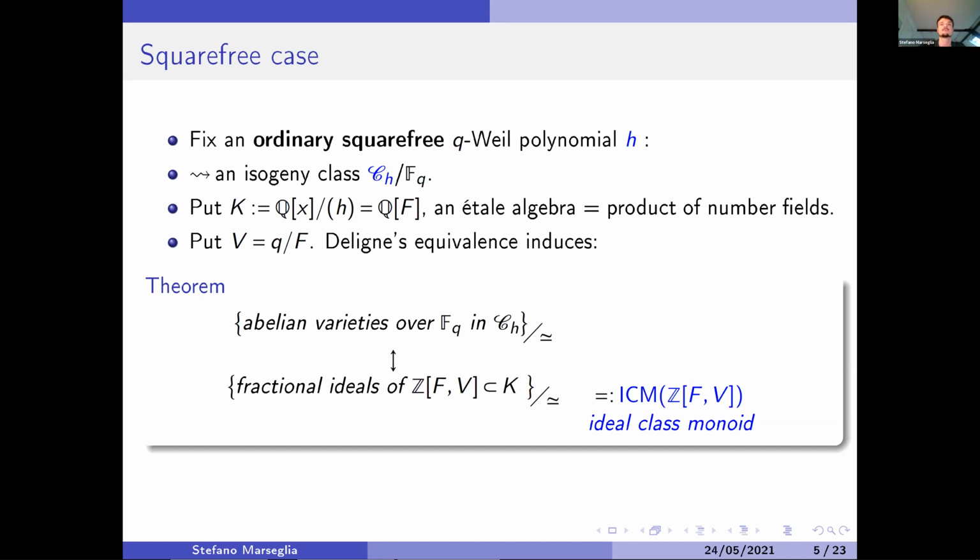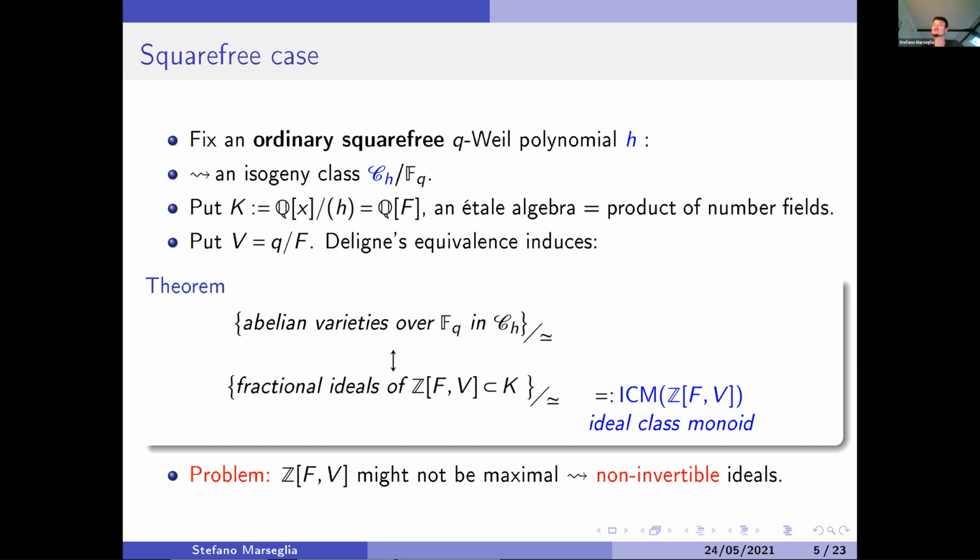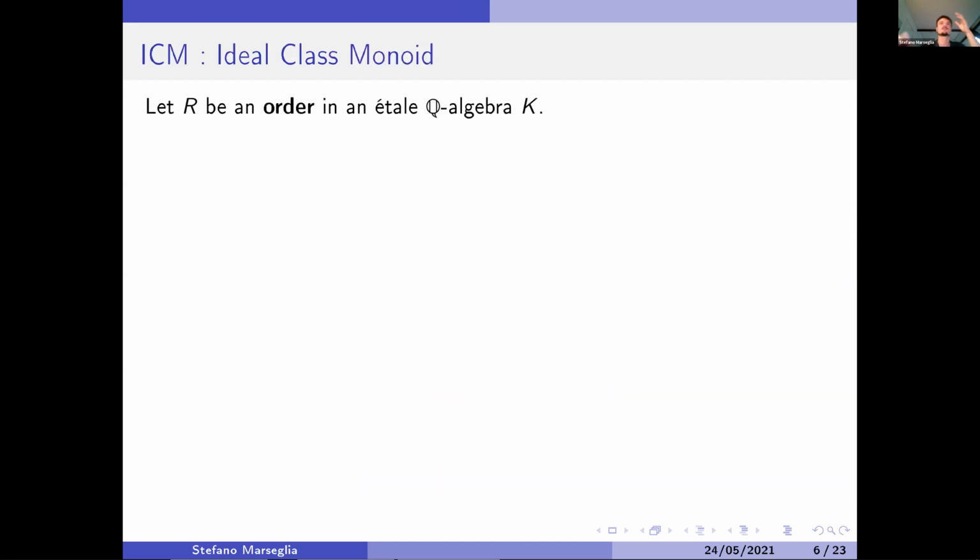But here the first problems come, which is that this order can very well be a non-maximal order. It can be the product of the rings of integers, but it can also be singular, different from these orders, smaller than that. So there might be non-invertible ideals that we have to consider and learn how to compute. So in the next few slides, I'm going to tell you how to compute this ideal class monoid. I'm going to give you an algorithm, and this algorithm works for every order, not just the order Z[F,V].